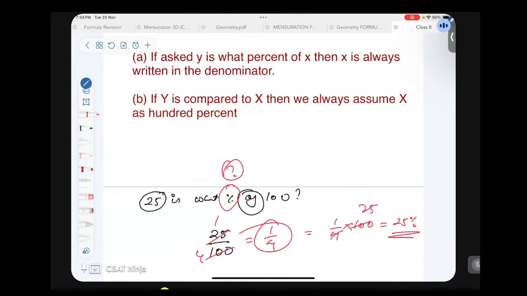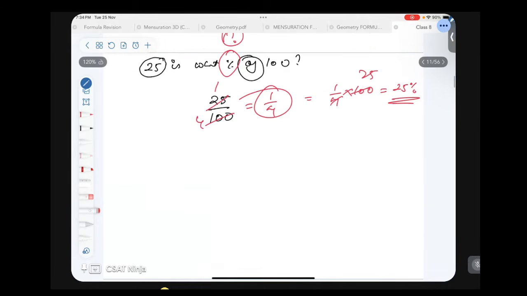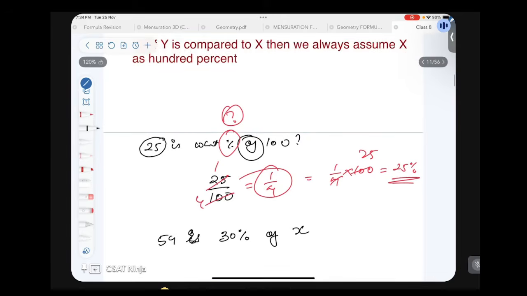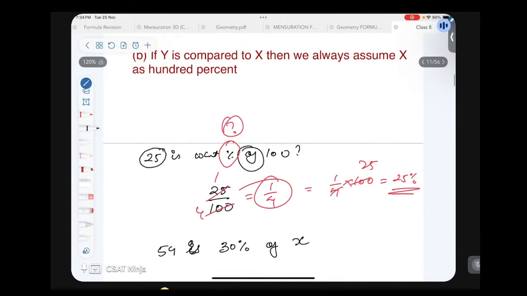Now, statement number B is this: if y is compared to x, then we always assume x as 100%. Let me explain with an example. What's the statement here? If y is compared to x, then we always assume x is 100%.